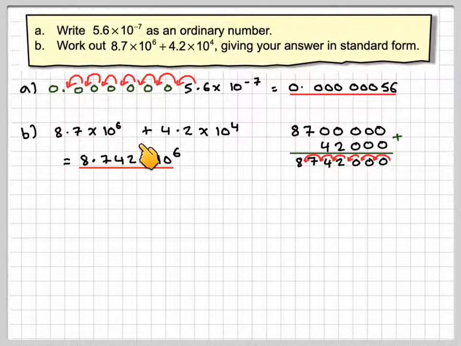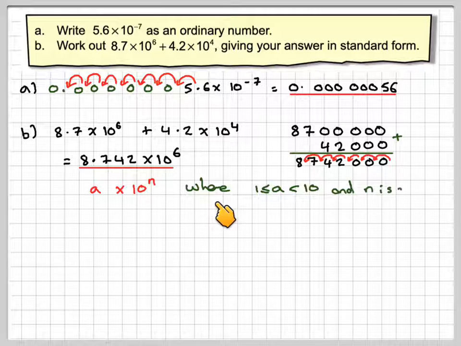If you did this on your calculator, it would give an answer like this, and then you would have to convert it into standard form. So remember, the standard form is a times 10 to the n, where a is a number between 1 and 10, but not equal to 10, and n is an integer, positive or negative, normally used for a very large number or a very small number.